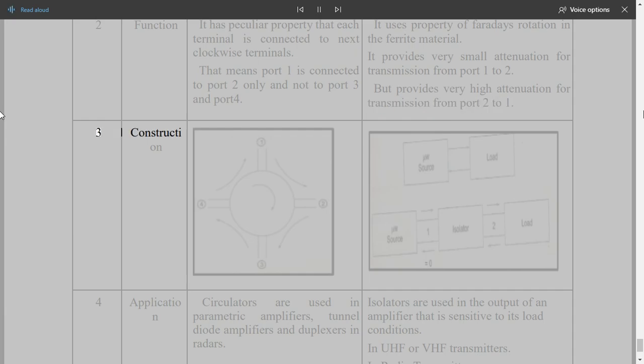3. Construction. For application, circulators are used in parametric amplifiers, tunnel diode amplifiers and duplexers in radars. Isolators are used in the output of an amplifier that is sensitive to its load conditions, in UHF or VHF transmitters, in radio transmitters.